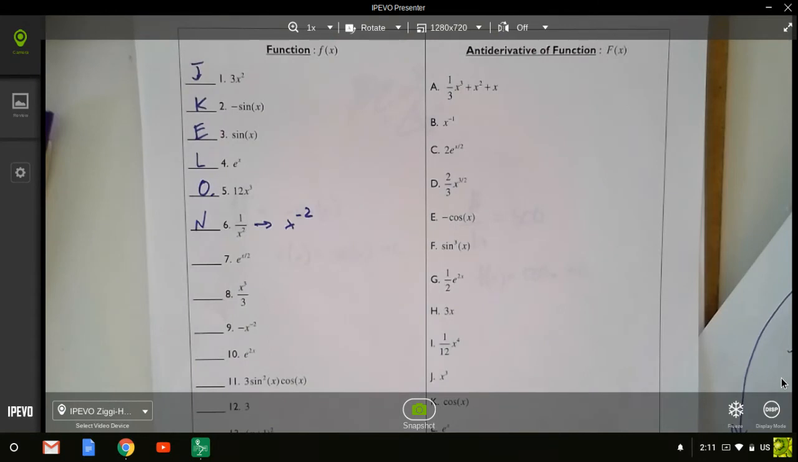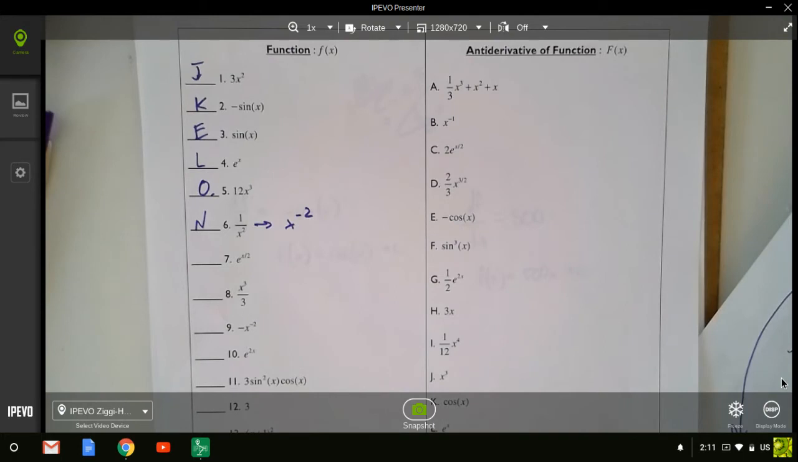Anybody know what the derivative of x over 2 is? It is 1/2, right? It's sort of like saying, what's the derivative of 1/2 x? That's just 1/2, like Aaron said. So if you look at it, number 7 though isn't 1/2 e to the x over 2. That's not what we see, is it?